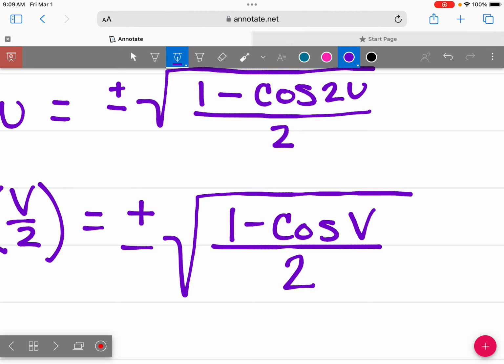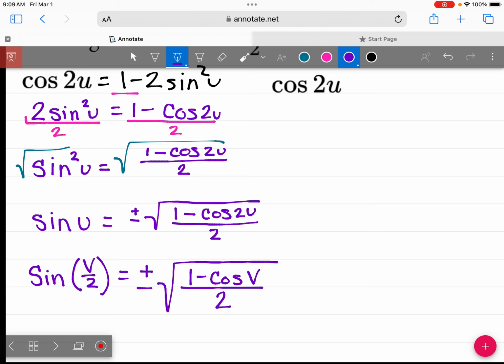Why did you take that 2 out? Because 2 times v over 2, the 2's cancel out. Good question. Excellent question.